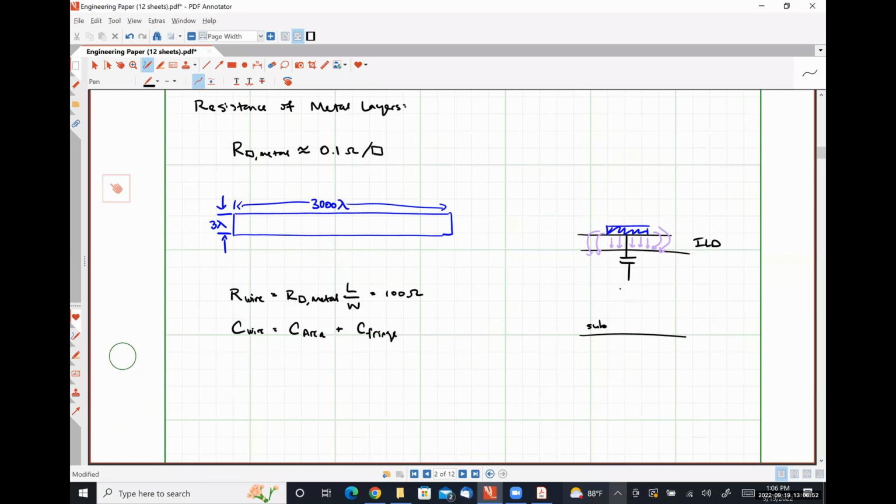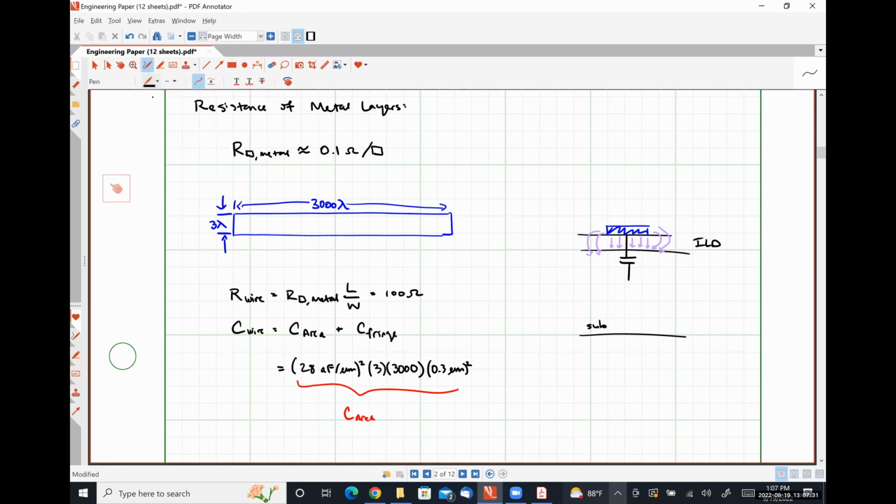So using our table with the metal 1 layer in mind, we are going to have 28 attofarads per micron squared times 3 times 3,000 times 0.3 microns squared. So this bit right here is our C area term.